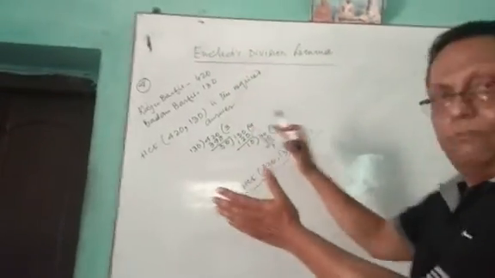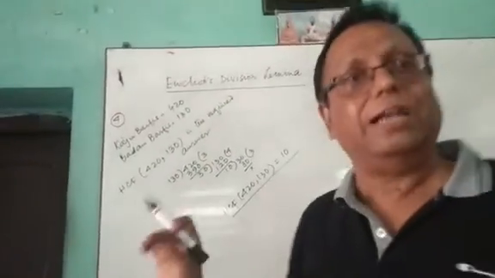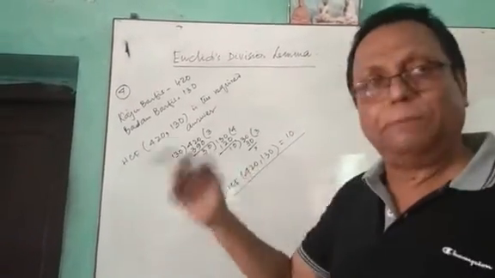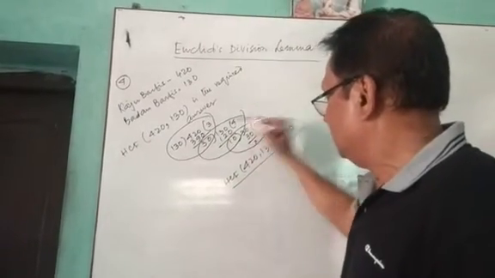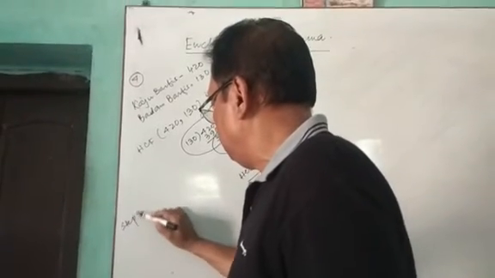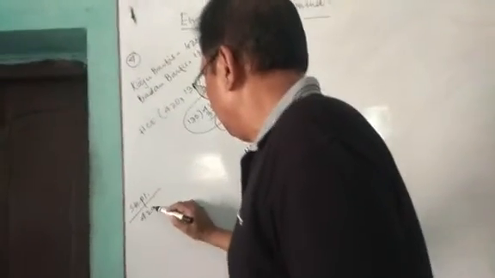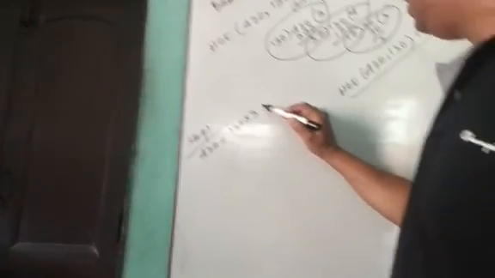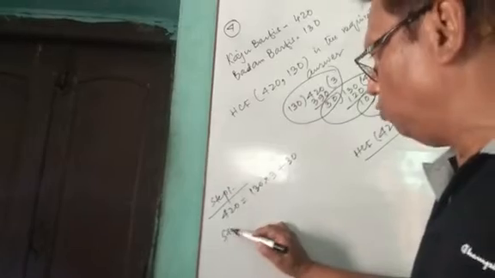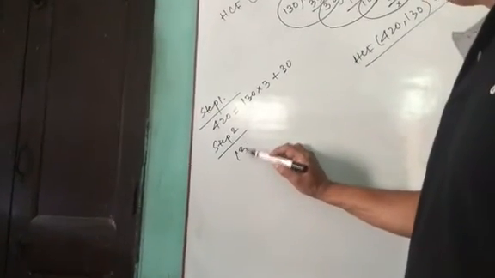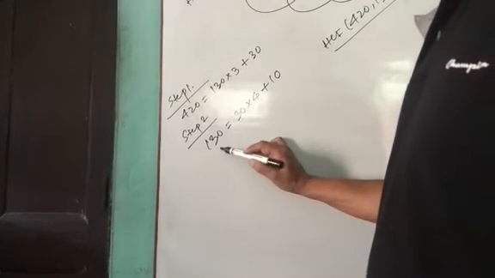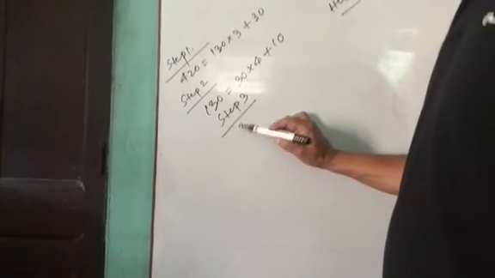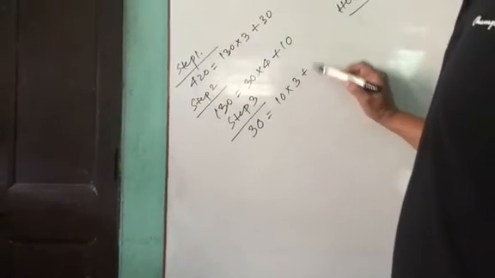Now this portion, as I told you earlier, is actually the long division process. Now in standard 10, we are naming it Euclid's division algorithm, which is a step-by-step procedure. The first step is this one, the second step is this one, and the third step is this one. So we can write step 1: 420 is equal to 130 into 3 plus 30. Step 2: 130 is equal to 30 into 4 plus 10. Step 3: 30 is equal to 10 into 3 plus 0.